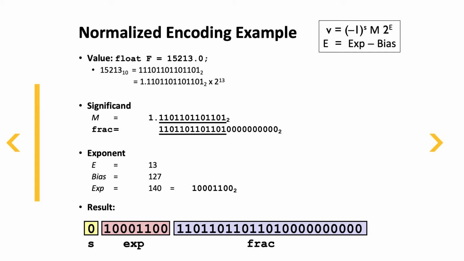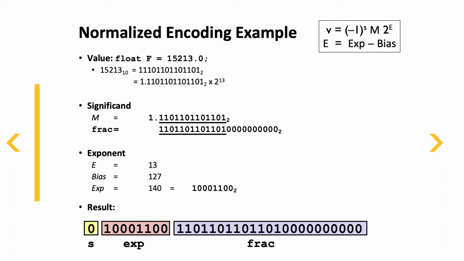So let's say the value of a float is going to be 15,213.0. We should recognize this from back in the videos when we were going over integer encodings, right? We've used this example before. So if we take 15,213 decimal and just turn it into an unsigned integer, we get this bit pattern here. Now, we want to turn this into something of the form 1 point something, right? Because we're looking at a normalized value. And so we know our significand is going to have that implied leading 1 and then the binary point and then what ends up in the frac field.